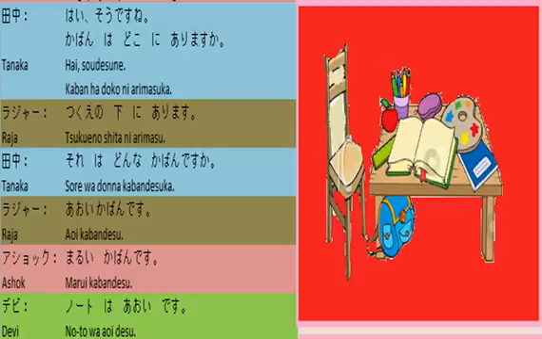Ni is the particle expressing location of existence. Arimasu is the existence. So tsukue no shita ni arimasu. The bag is under the table.